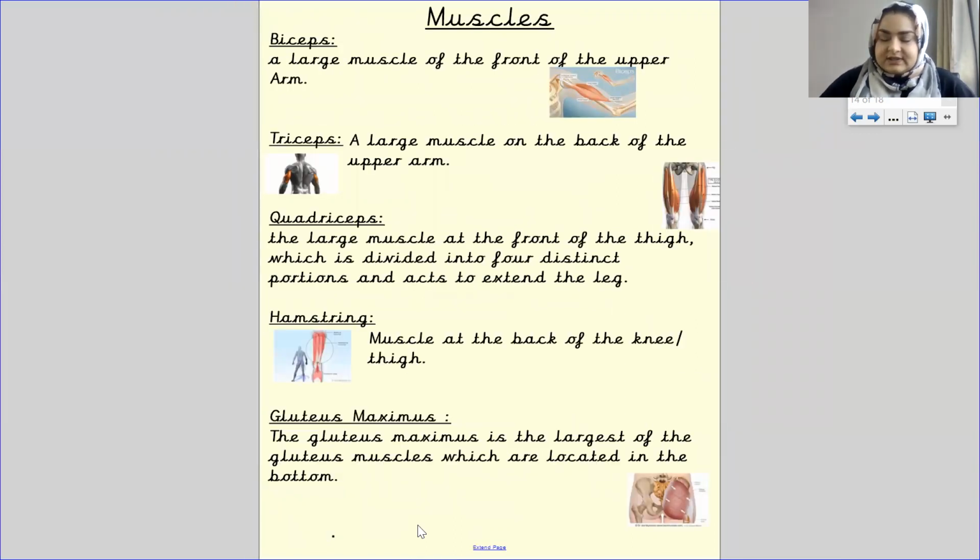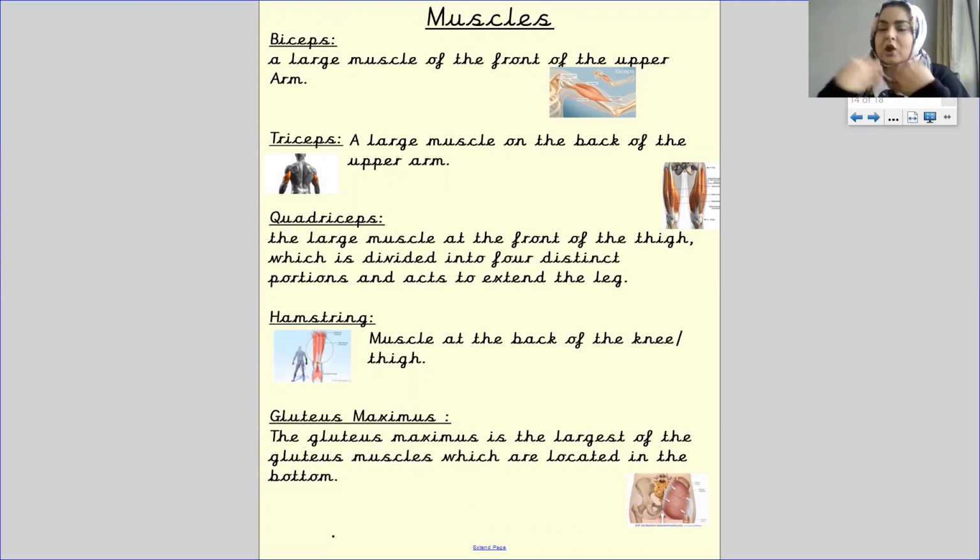Now these are muscles, okay? Now this page is about muscles. Biceps. Biceps are a large muscle on the front of the upper arm. Triceps. Triceps is a large muscle on the back of the upper arm. So the biceps are on the front of the upper arm, and the triceps are on the back.